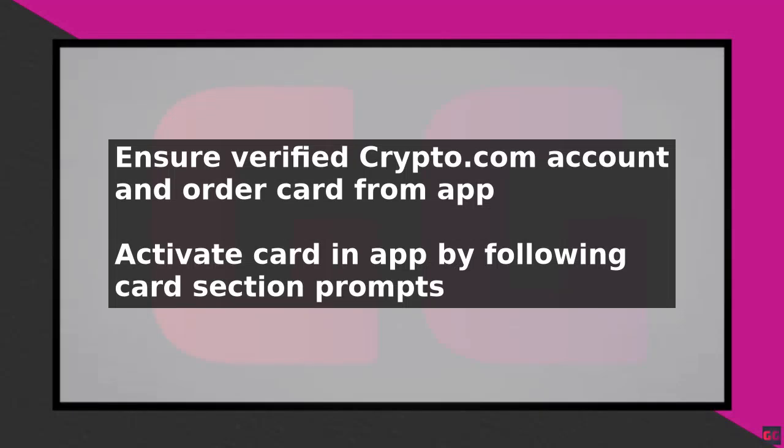To use the Crypto.com debit card, start by ensuring you have a verified Crypto.com account and have ordered your card from the Crypto.com app. Once you receive your card, activate it in the app by going to the card section and following the prompts. Next, fund your card by transferring cryptocurrency from your Crypto.com wallet to your card wallet.